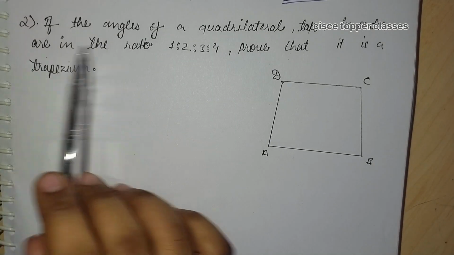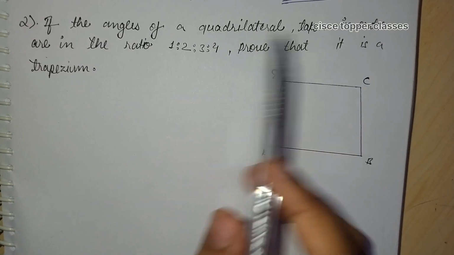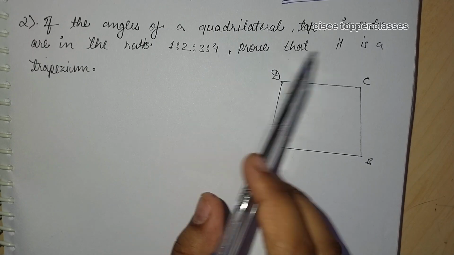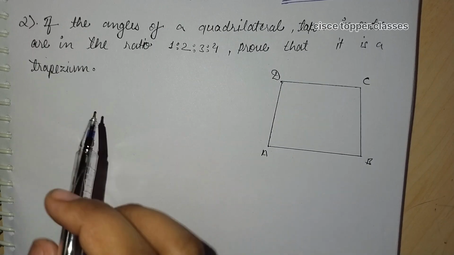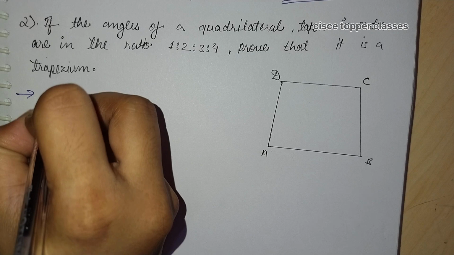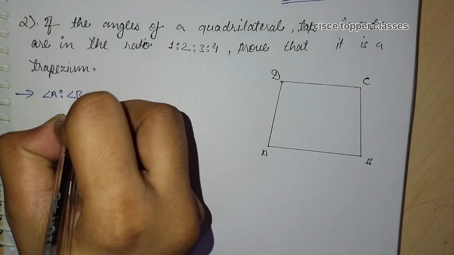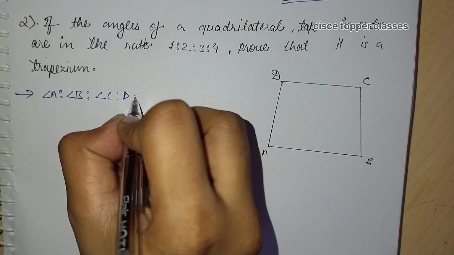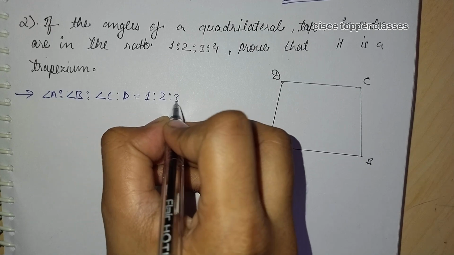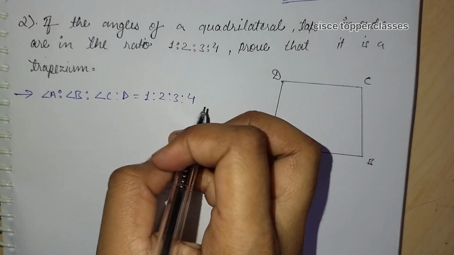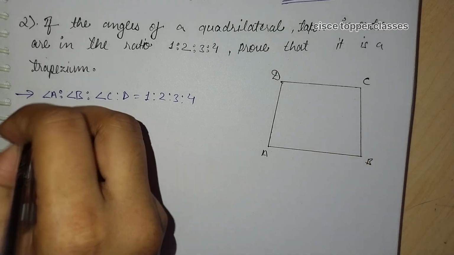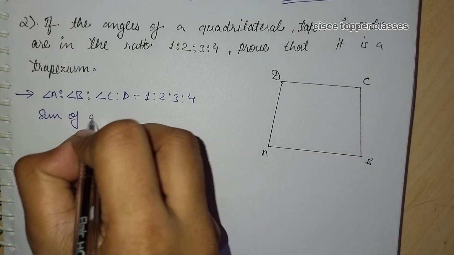Solve second question here. If the angles of a quadrilateral taken in order are in the ratio 1:2:3:4, then prove that it is a trapezium. So simply we can write here angle A ratio, angle B ratio, angle C ratio, angle D is equal to, as given, 1:2:3 and 4. So the sum of angles in a quadrilateral here is 360.